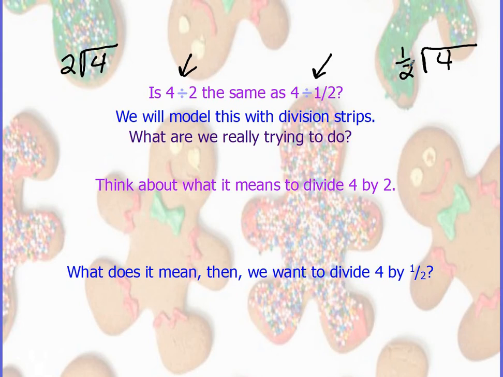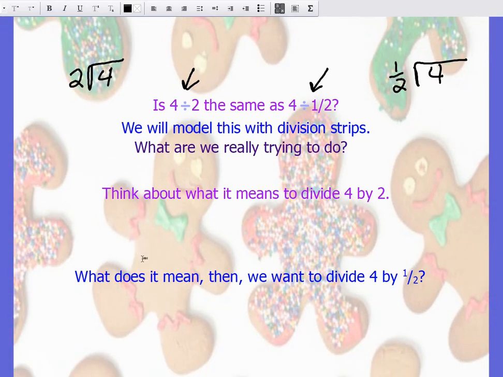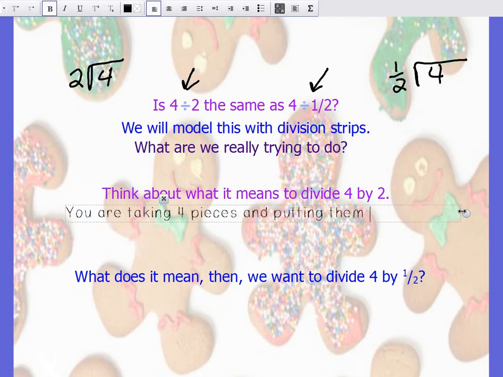Okay, so think about what it really means to divide 4 by 2. And what you're doing is you are taking, I'm going to type this out so it's a little bit easier for you to see. So when you're dividing 4 by 2, you are taking 4 pieces and putting them into groups of 2. Okay, so that's what's happening when you're doing 4 divided by 2.